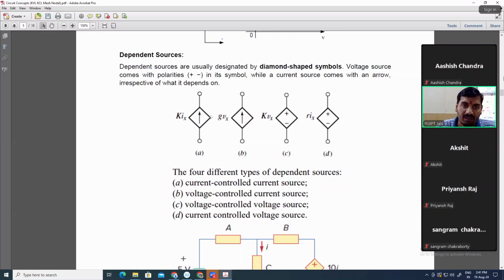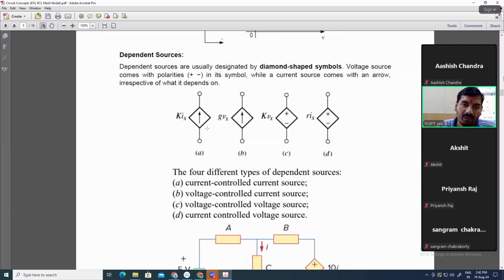By observing the symbol of this dependent source, you can see that it is a current source. And by observing the value of this current source, you can see that it is depending on the Ix value. Ix means the current through any branch where Ix is denoted; this dependent source is depending on that particular current.